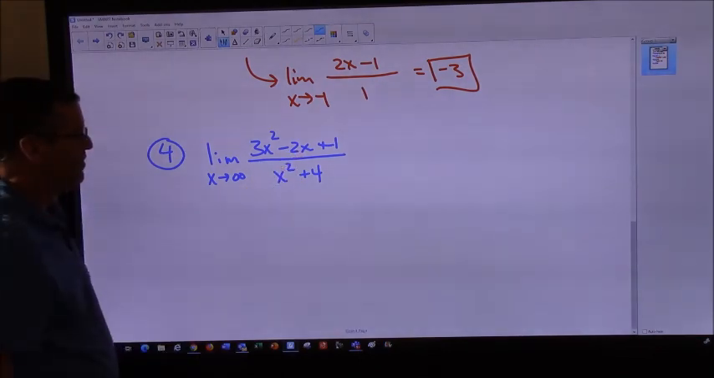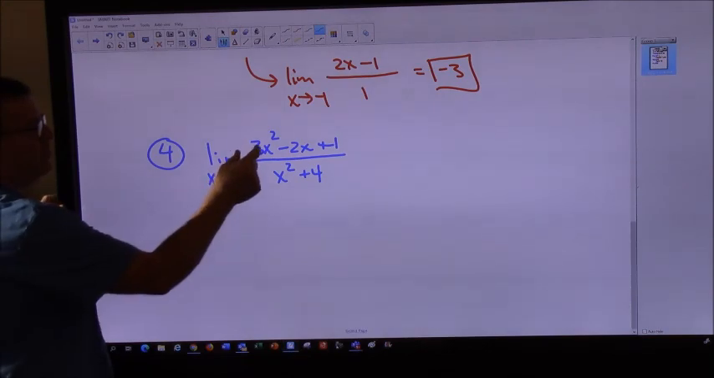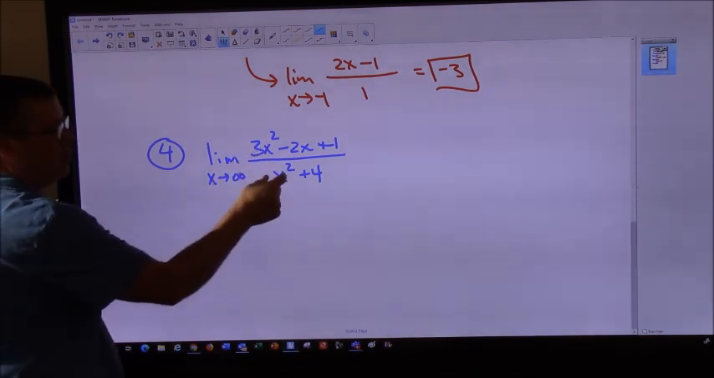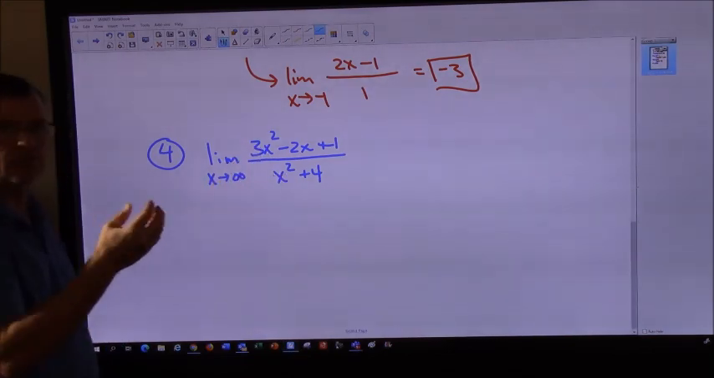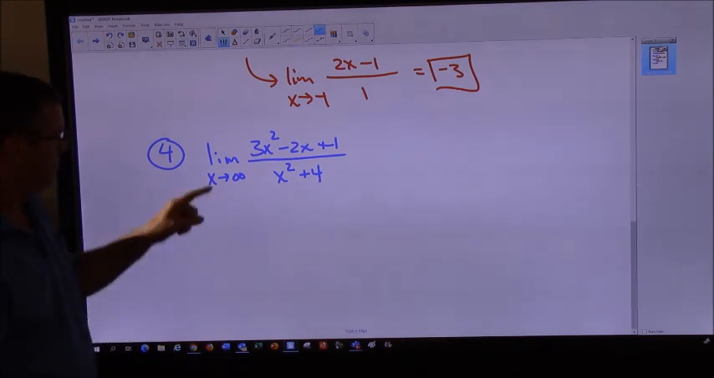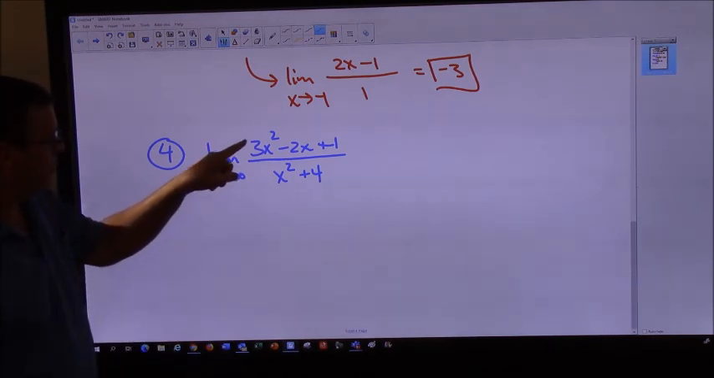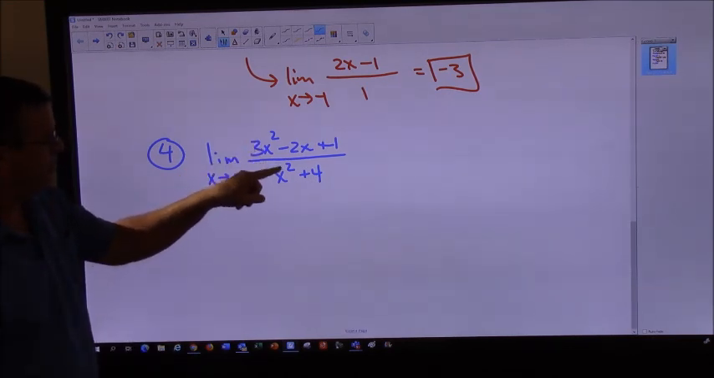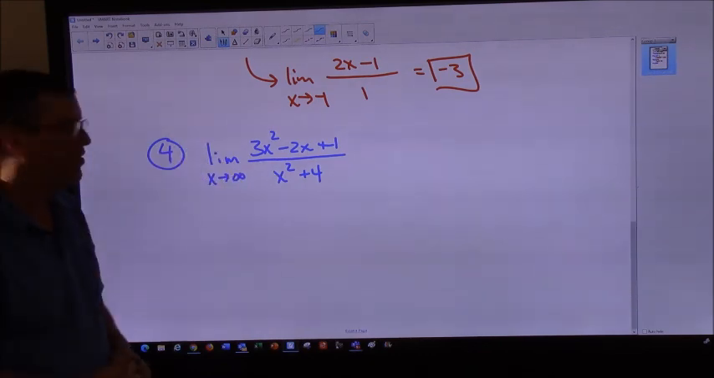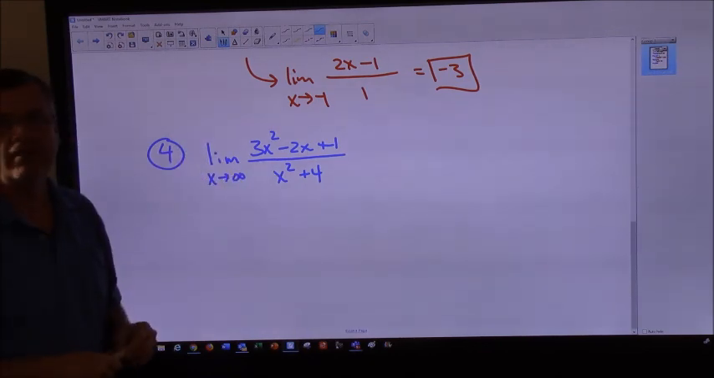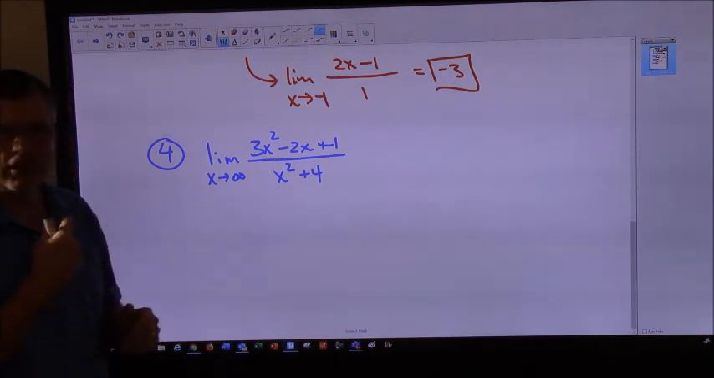All right? So you kind of just want to focus on the leading term, the one with the highest exponent. That's the dominant term. And when we plug infinity in here, we're going to get infinity over infinity. We should use L'Hopital's rule for that. Okay? So you guys go ahead and try.